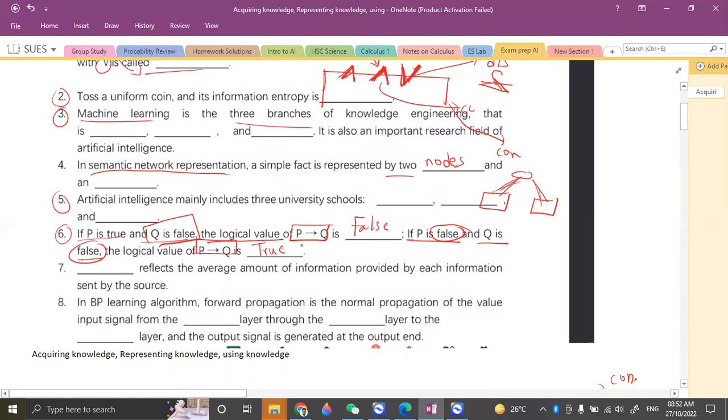Do you remember? Wait. If P is true and Q is false, then P implies Q will be false. And if P is false and Q is false, then P implies Q will be true, right? The backwards true. I got it for the second, but the first I forget. Yeah, the first one, if Q is false, the result will be false. If Q is true, the result will be true, okay? This way.